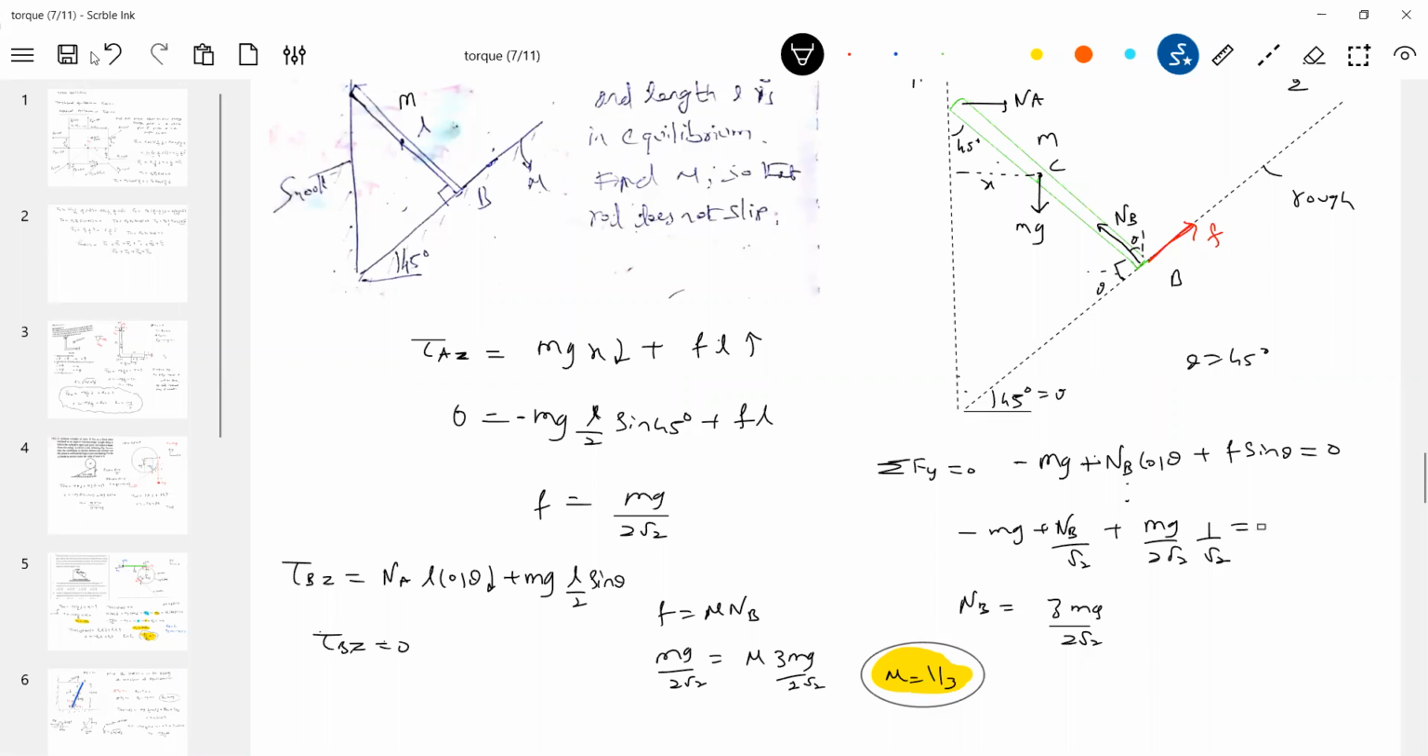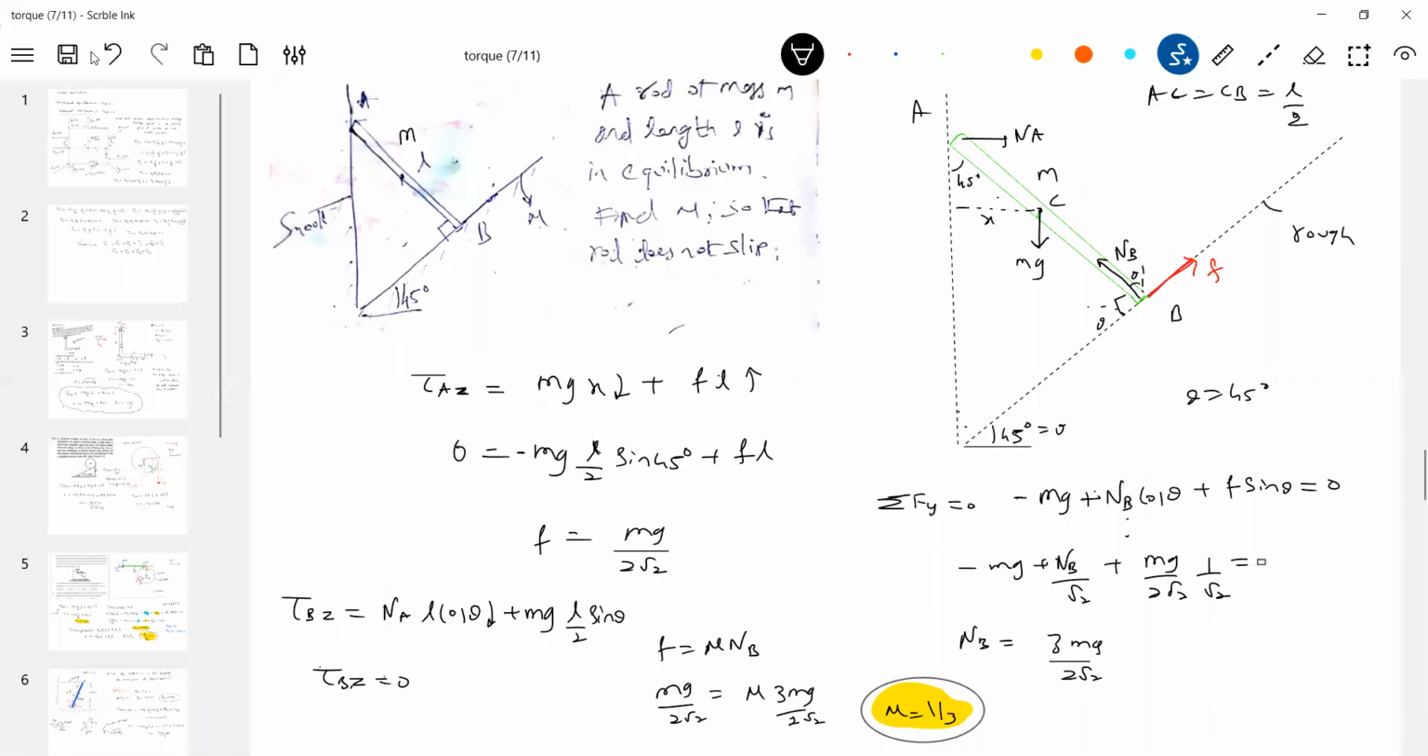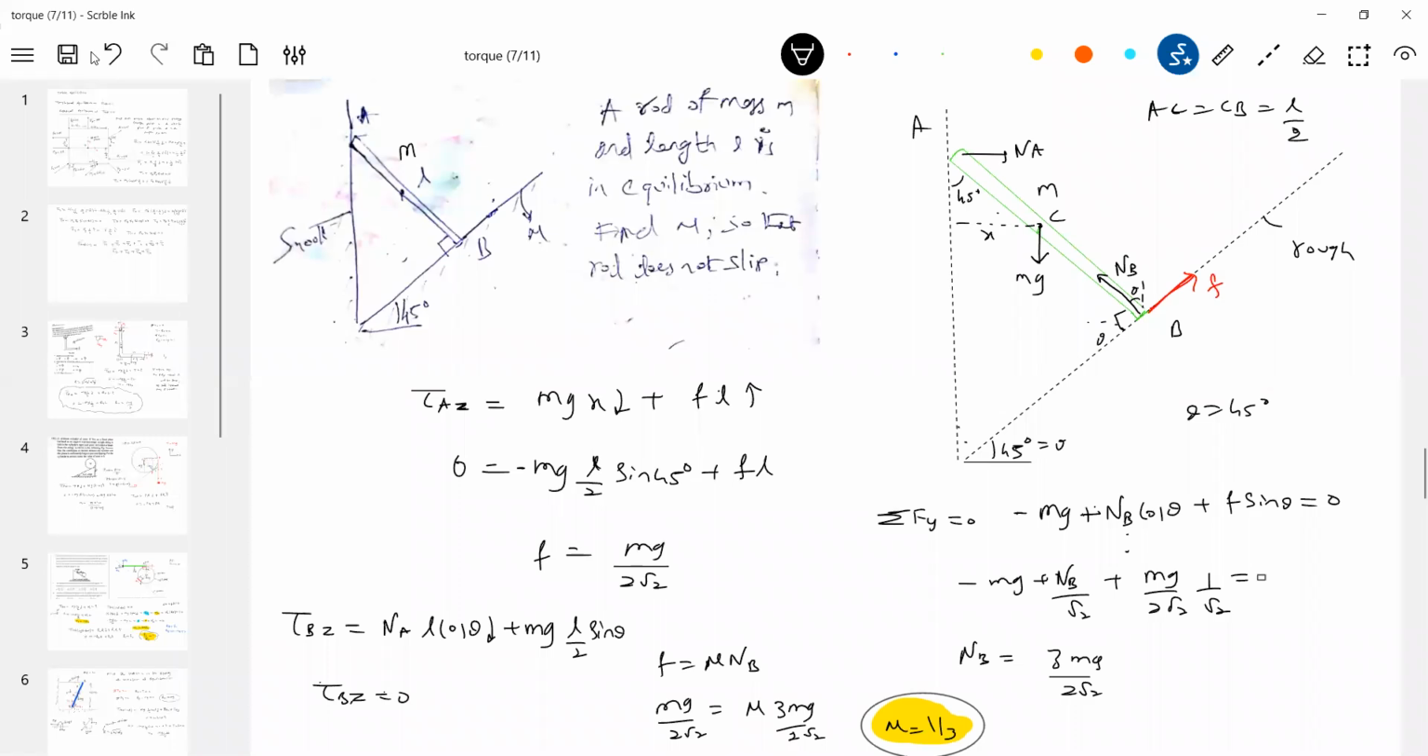Equilibrium means very easy. Net force along X, along Y. But sir, why did you take this, why not net force along the incline? Yes, you can also write net force along the incline. Net force perpendicular to the incline on the rod will be 0. It's left to you now.